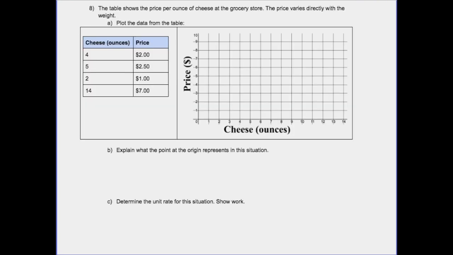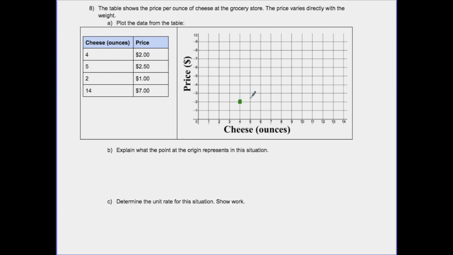All right, very last one here on this study guide. So we got a plot first. It says this table shows the price per ounce of cheese at a grocery store. The price varies directly with the weight. Plot the data from the table. So let's plot this first. 4 ounces of cheese is $2. Then I get 5 ounces for $2.50.